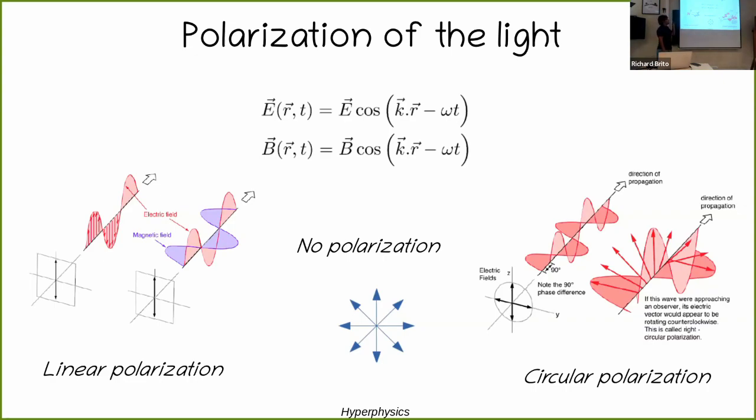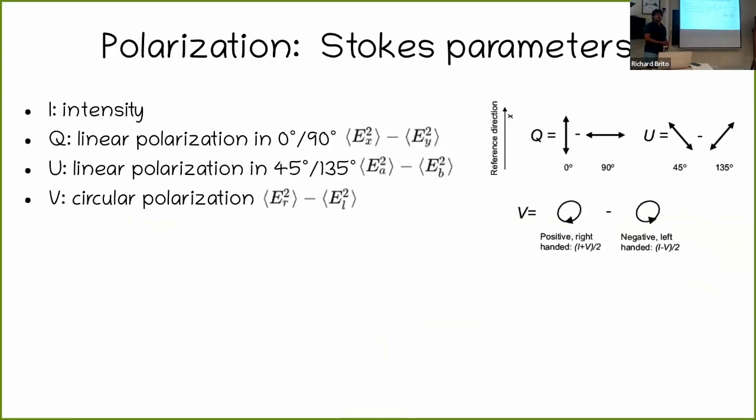If you put it through a polarizer like here, you're going to see only one particular direction of the electric field. That's what we call linear polarization. But if that electric field is actually rotating, we're going to have circular polarization. Okay, and you can describe this in many ways. A particular way is the Stokes parameters, which are four. It's I, Q, U, and V.